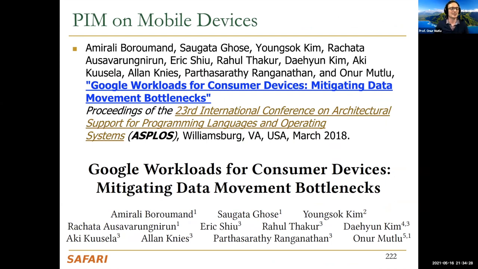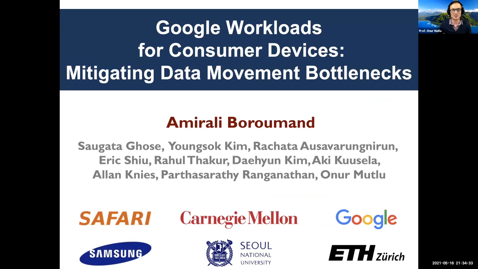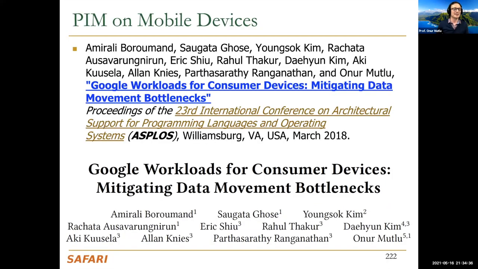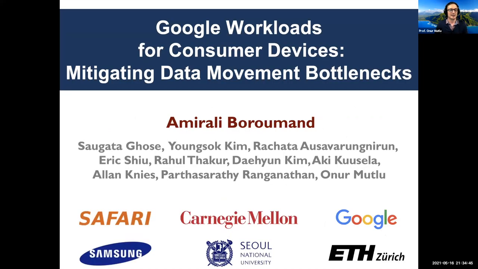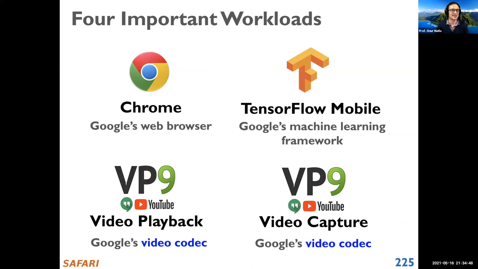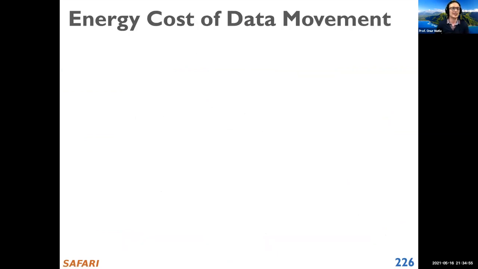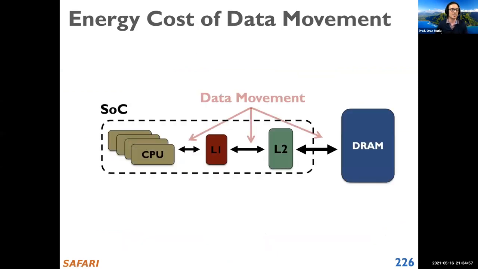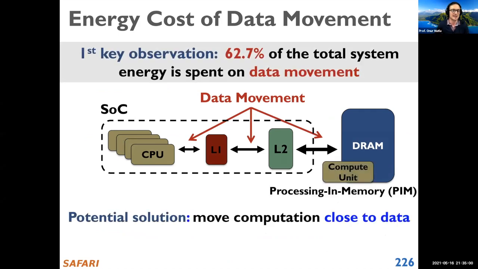Let me quickly talk about mobile devices, and then I'm going to get closer to concluding. Feel free to ask more questions, actually. But this is, I think, interesting because we didn't want to change the entire system over here. We wanted to be more practical, and we wanted to use 3D stacked memory to accelerate some important workloads. And so we studied these consumer devices where energy is critically important. And we looked at these 4 important workloads that are being exercised right now, actually, during this call. And we quantified the energy cost of data movement in a system on chip. And I've already mentioned this number, a significant fraction of the total system energy spent on data movement.